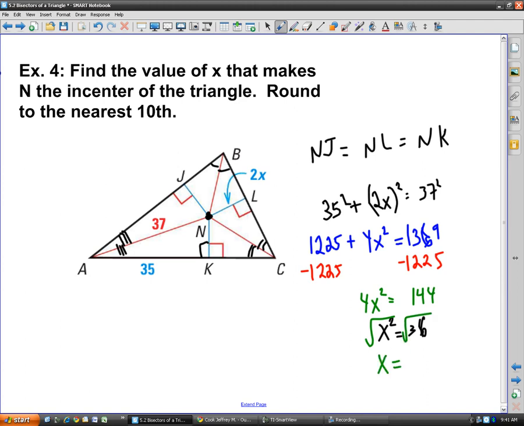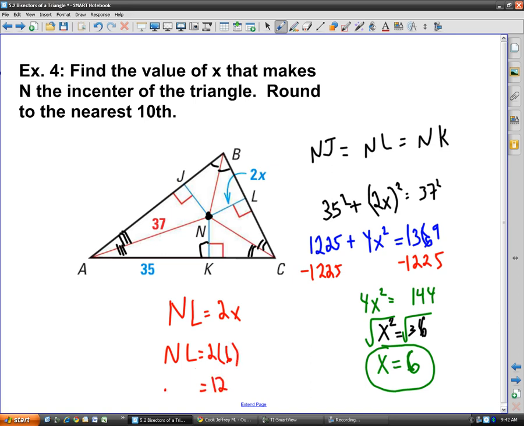And so x is 6, which means that, well, that's not the whole length of NL, because that's what they're asking. 6 is x, so to find the length of NL, NL is 2 times x, which is 2 times 6, which is 12, which is really what we want. So there's my final answer for that problem. So you've got to make sure that you read the questions carefully and go all the way through them.